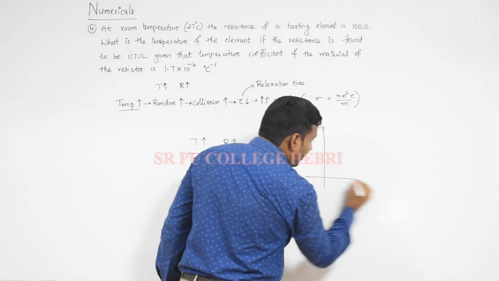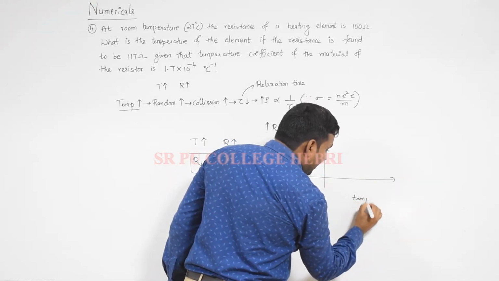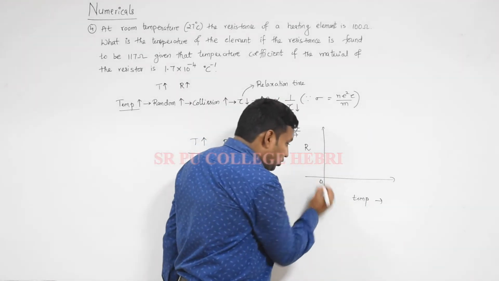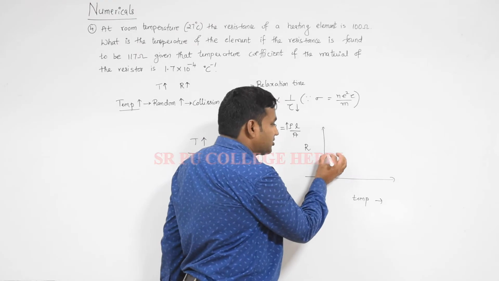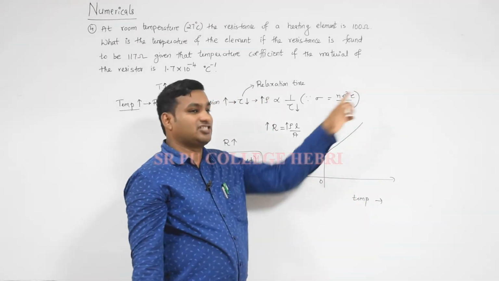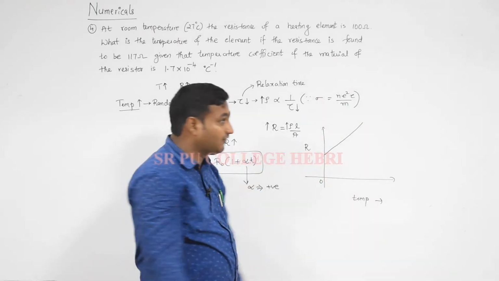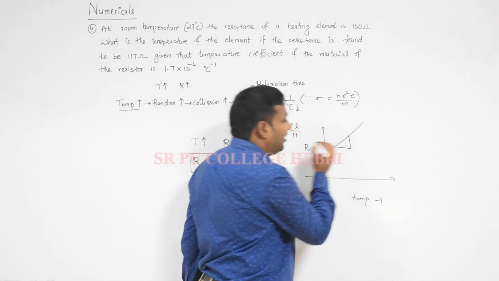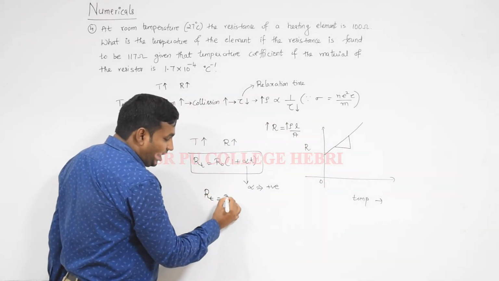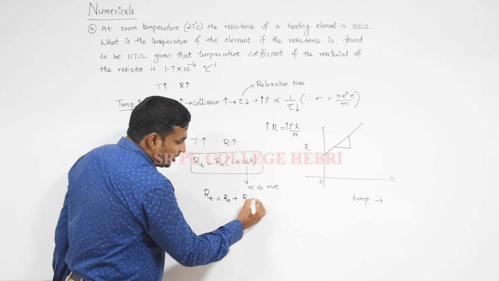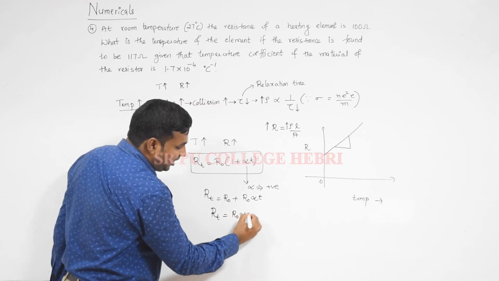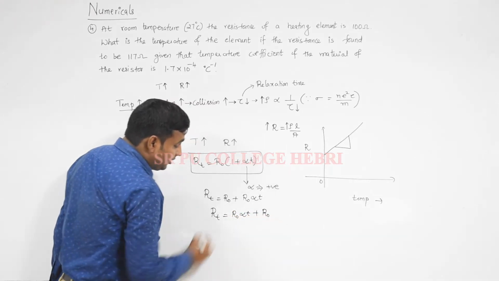If you draw the resistance versus temperature graph, it should be like this: temperature along the x axis, resistance along the y axis. As temperature increases, resistance increases. It is a linearly increasing graph. To calculate its slope, I can write this equation like this: R_T is equal to R naught plus R naught into alpha T, that is R_T is equal to R naught alpha T plus R naught. Keep this point in your mind.